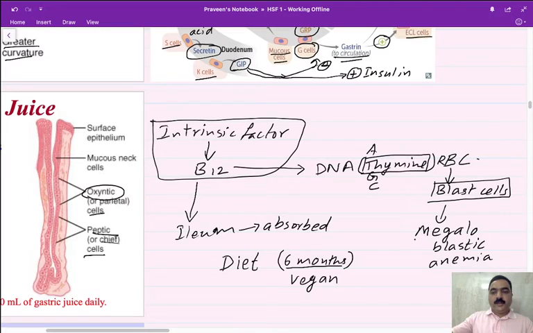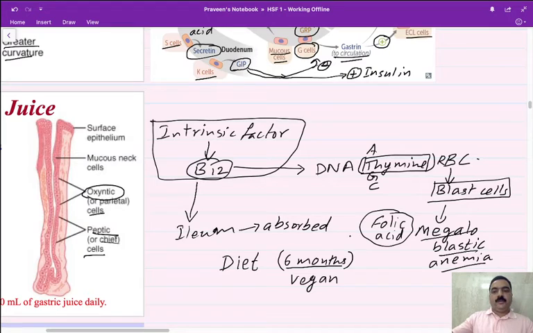There is another cause of megaloblastic anemia, that is folic acid deficiency. For the methylation process, the methylation of thiamine and DNA synthesis, you need vitamin B12 and folic acid together. So either the deficiency of folic acid or the deficiency of vitamin B12 can lead to megaloblastic anemia.